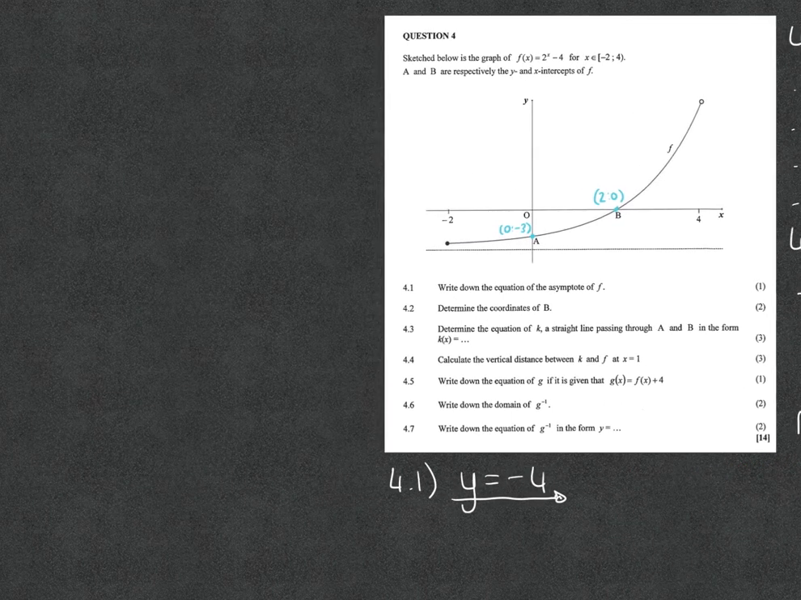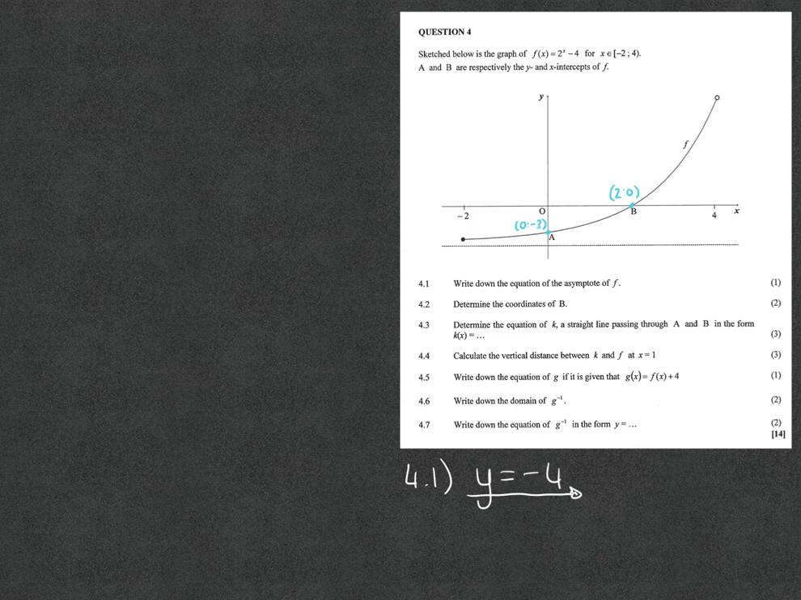I'm just going to move it across and we're going to carry on with question 4.4. So 4.4, what are we looking at? Mark allocation, 3 marks. Calculate the vertical distance between k and f at x is equal to 1. Let me just draw in this graph quickly so that we understand it, and you guys are more than welcome to do this as well. Let's draw this graph and it's going to look something like that.